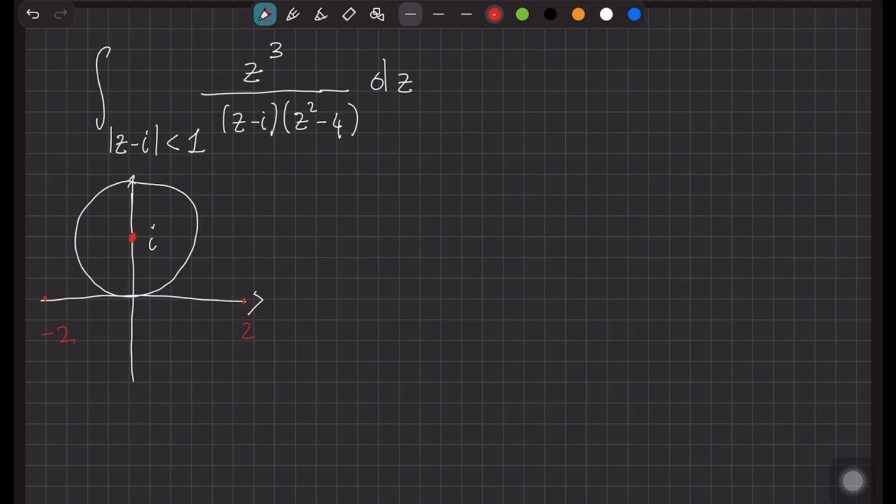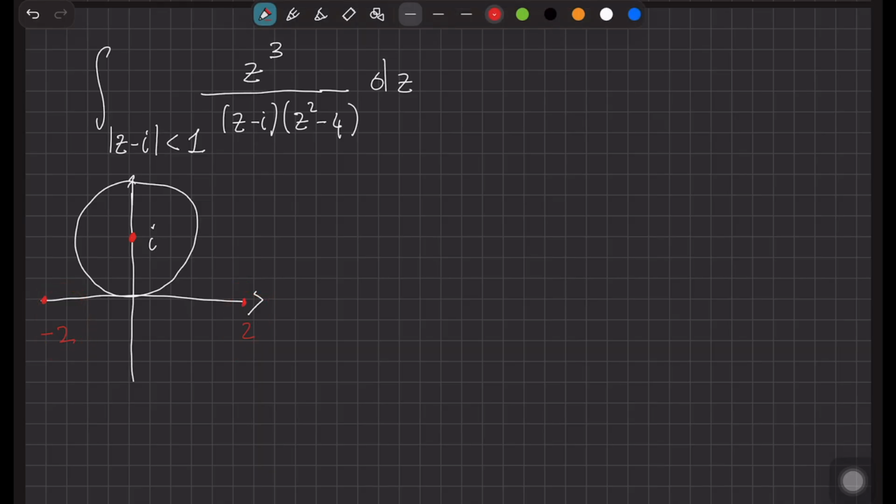Okay, and now how can we compute this integral? Well, Cauchy's formula tells us that the singularity has to be inside our contour of integration. So here, the singularities at 2 and negative 2 do not really matter, because the function does not have any problem there.